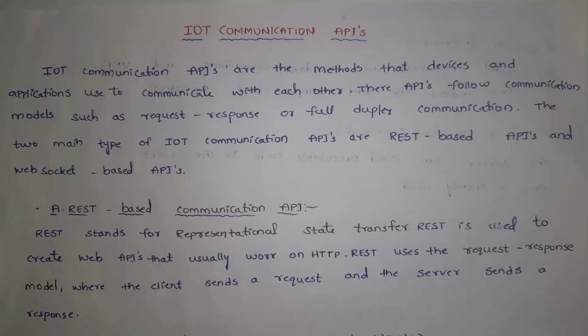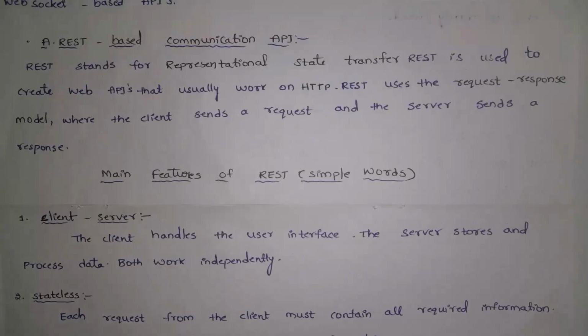And these IoT communication APIs are classified into two types. They are REST-based APIs and WebSocket-based APIs. First, I'll explain what is REST-based communication API.